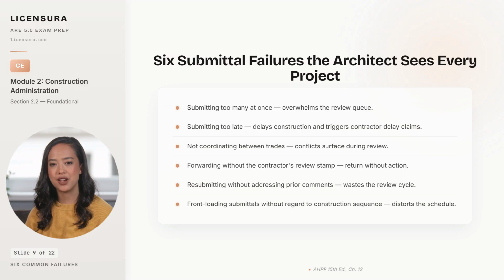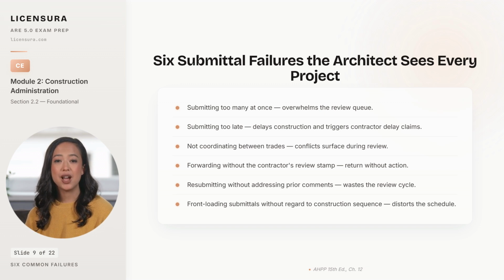Not coordinating between trades produces conflicts that surface during architect review, and those conflicts properly belong back in the contractor's coordination process, not in the architect's markup. Forwarding submittals without the contractor's review stamp is the clearest refusal trigger. A201 Section 3.12.5 requires the contractor's review, and the architect returns the unstamped submittal without action.